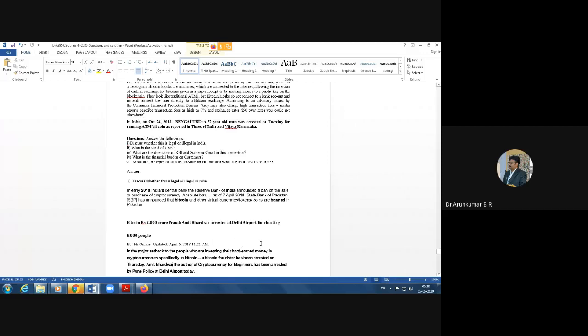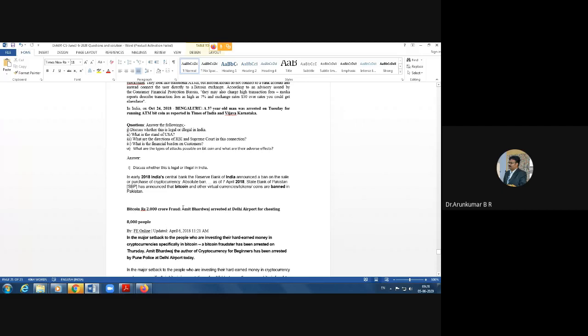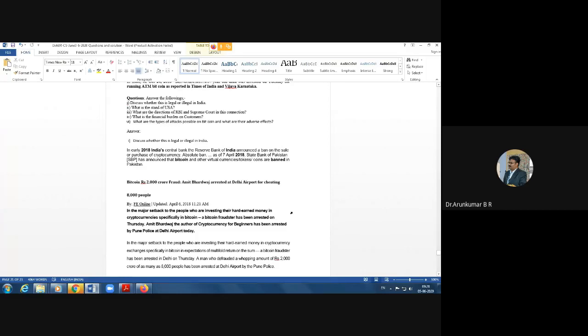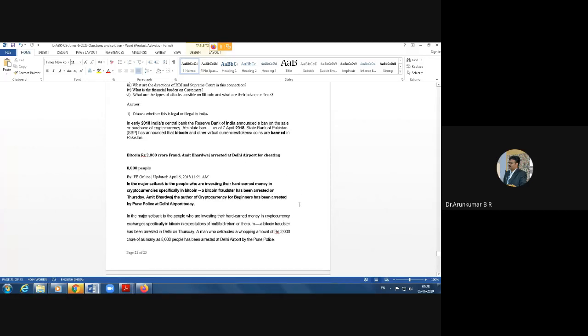So please refer to some fraud. Note down this: Bitcoin rupees 2000 crore fraud. Amit Bharadwaj arrested at Delhi airport for cheating 8000 people. Just see this. What is this case? In a major setback to the people who are investing their hard-earned money in cryptocurrency, specifically in Bitcoin, a Bitcoin fraudster has been arrested. Amit Bharadwaj, the author of Cryptocurrency for Beginners, has been arrested by Pune police at Delhi airport.